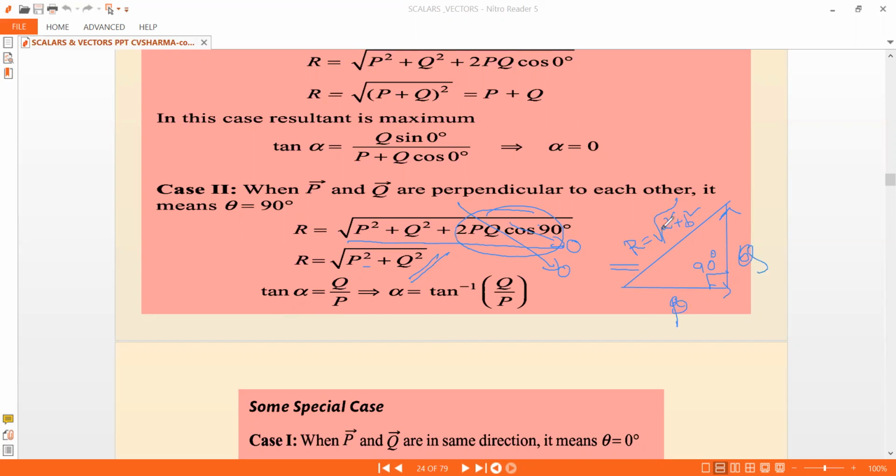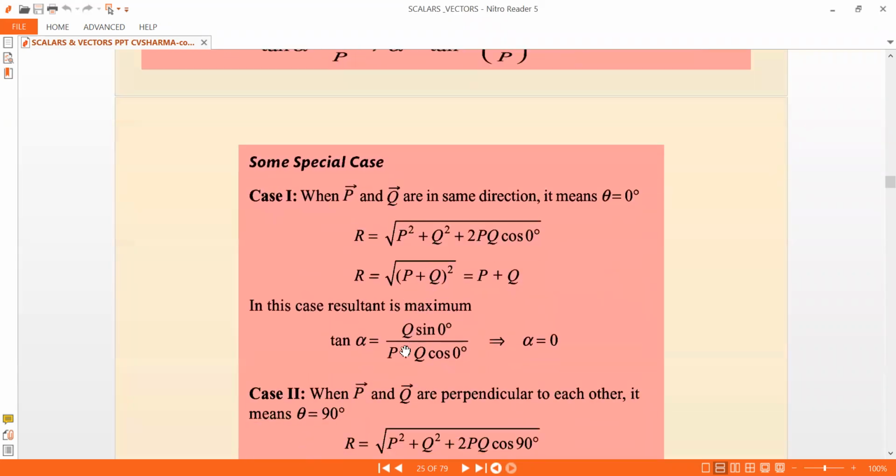So the resultant happens to be the square root of p square plus q square. I hope you got this idea. And alpha is tan inverse of q by p. Q is this and p is this. Here, while writing this q by p, it refers to the magnitudes of the vectors. Please understand that. That is the phenomenon.